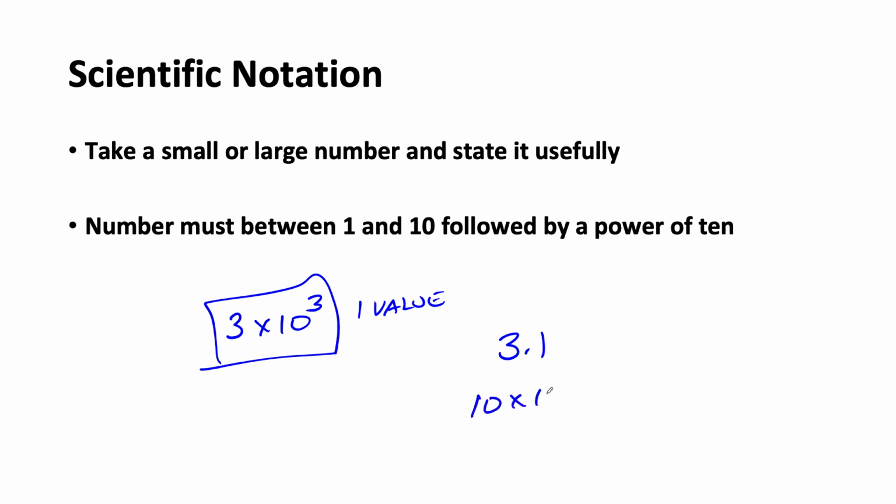If we had 10 times 10 to the third, that's the same thing as saying 1 times 10 to the fourth. So it can't be 10. And it can't be a number less than 1. 0.9 times 10 to the third is the same thing as writing 9 times 10 to the second. So the number has to be between 1 and 10, nothing less than 1 and nothing higher than 10.